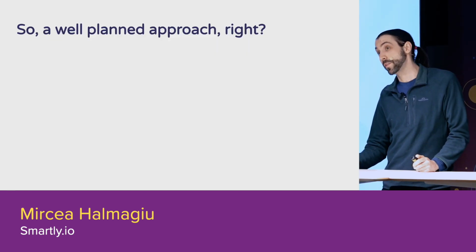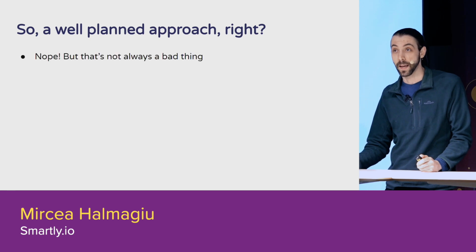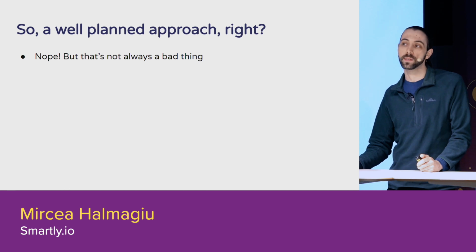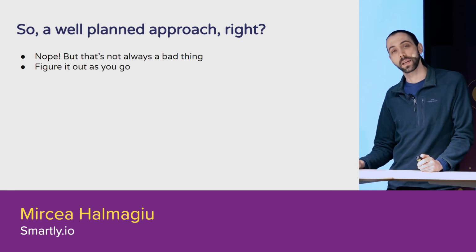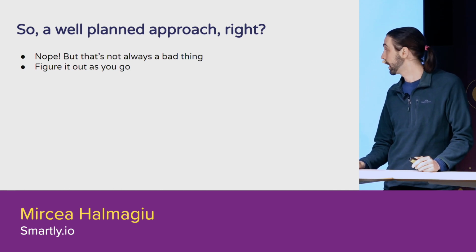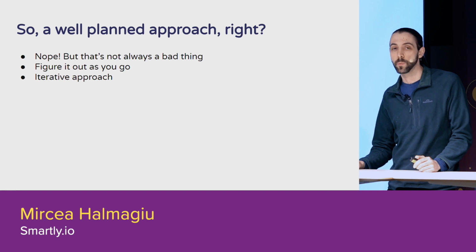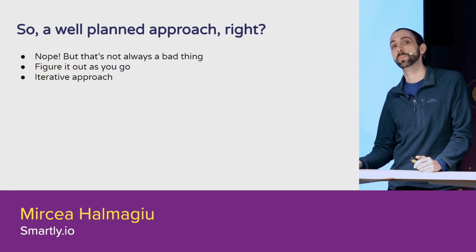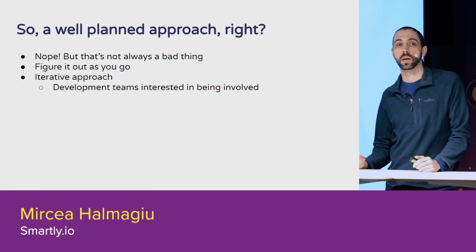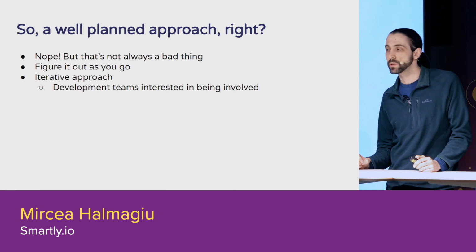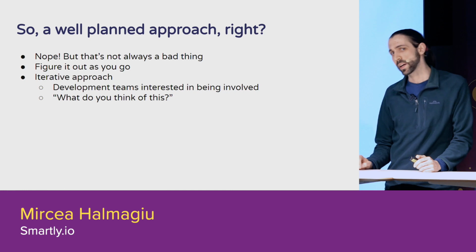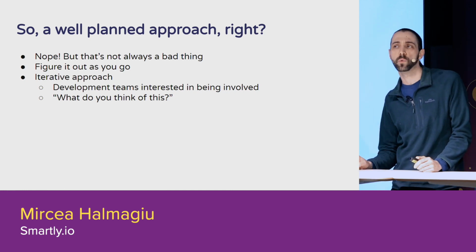So we obviously took a very well-planned approach. It always works. Yeah, that's not exactly what happened, but this isn't always a bad thing. It let us figure out what it was that we wanted out of the CI and specifically out of GitHub Actions as we went along. We took a very iterative approach. Because the developers were interested in being involved, we could literally get them to be involved in the process. So we could go and say, hey, we came up with this really cool thing. What do you think? How can we make your life better? What does this need before it helps you out?